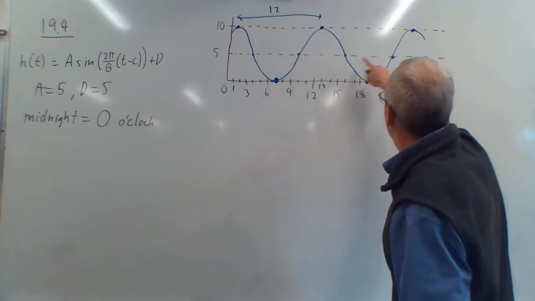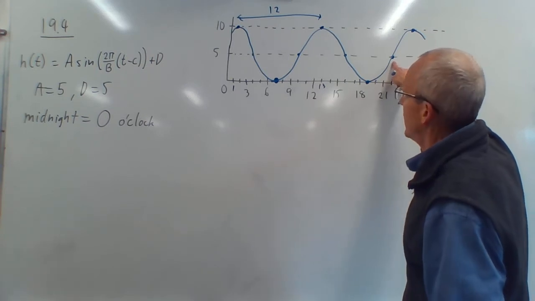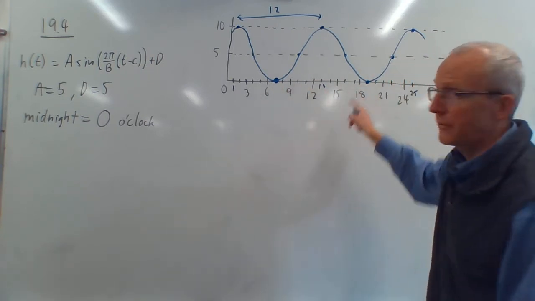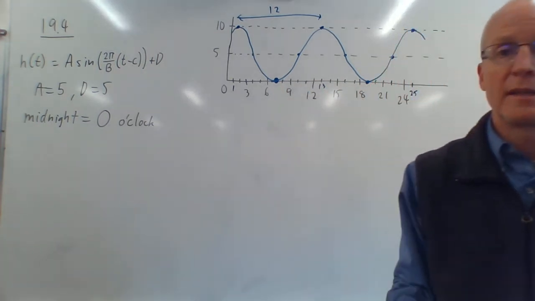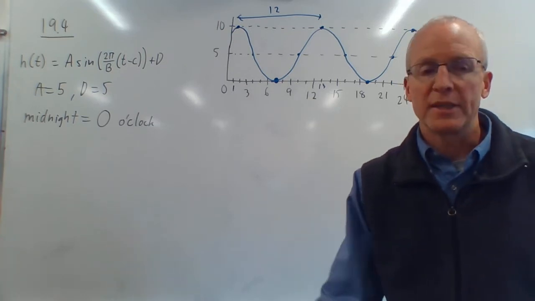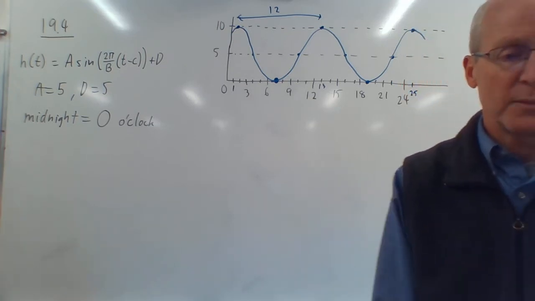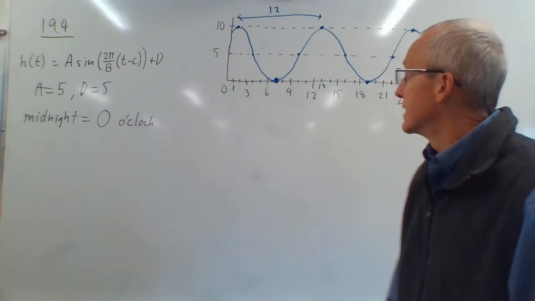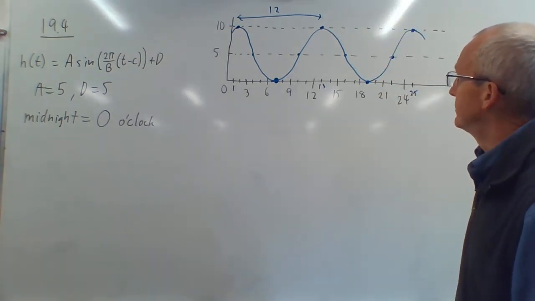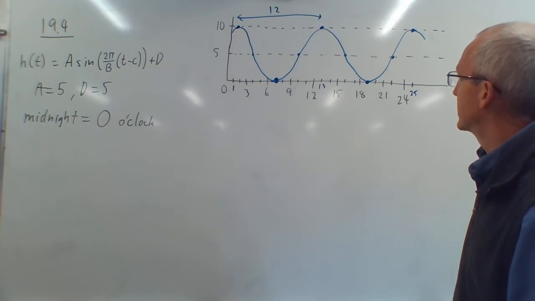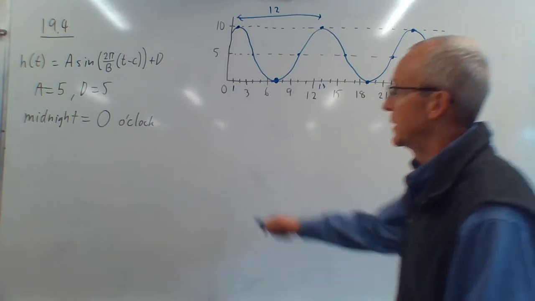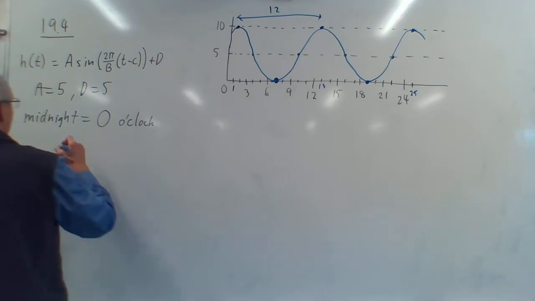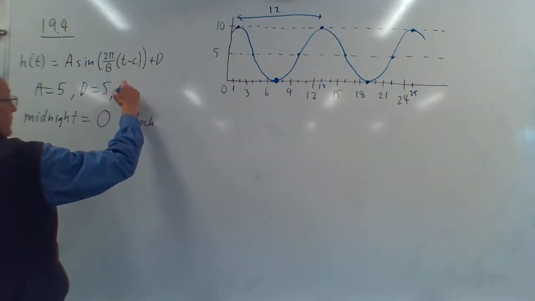Or we could go from here to here, which should be 12. That would be from 10 to 22. Yep, that's 12. We could go from trough to trough. Lots of ways to tell the period. The obvious one is they tell us the period is every 12 hours we have a high tide. So yeah, that's the period of the tides. Okay, so we know that B is 12.